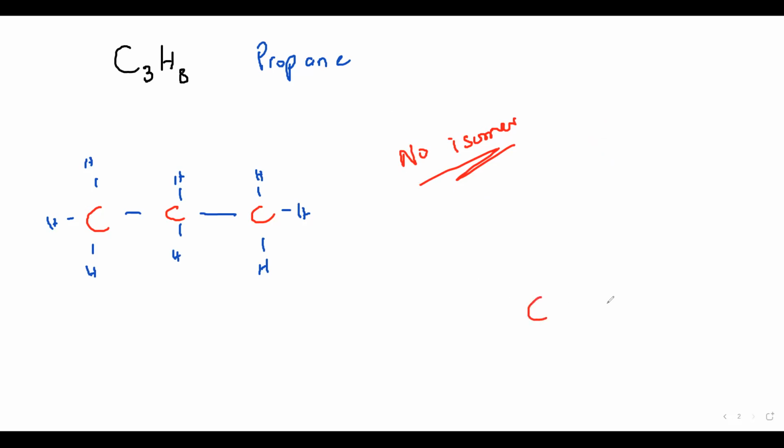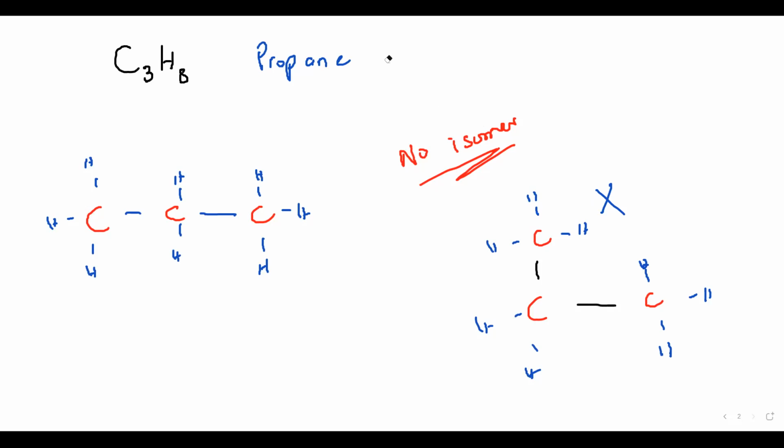Even if I try to draw like this, that is not an isomer. That is the same thing. Because as I mentioned, a branch is only considered as the one which is in between, but not at the end. So this is not a branch. This is actually the same structure, only twisted. So that is not an isomer. For alkanes, we cannot draw isomers for the first 3 of them.